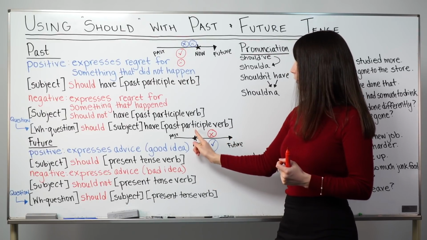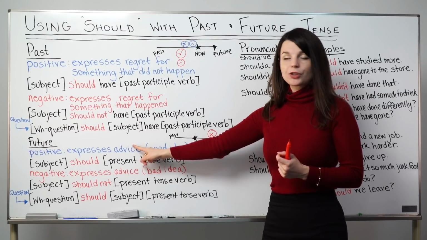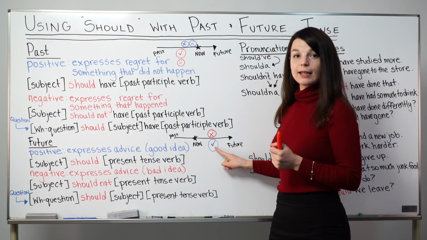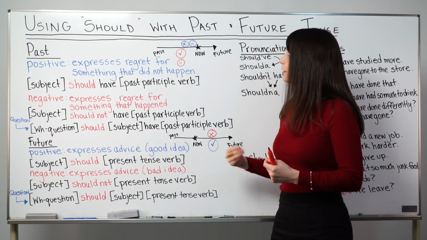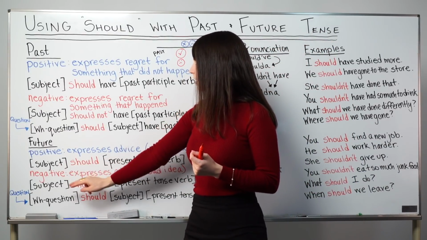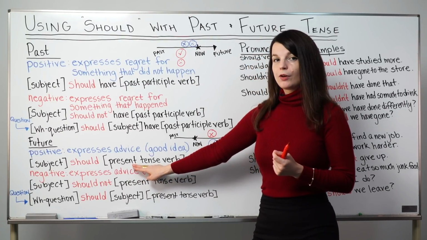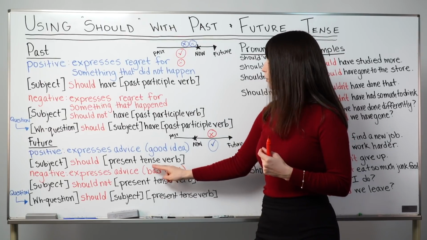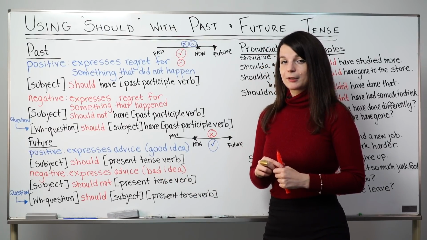So here is my conversation now. When we make a positive statement with should, we're talking about something the speaker thinks is a good idea in the future, an upcoming thing. So I've marked it with a check. To make a positive statement, a simple pattern is your subject plus should, and here the present tense form of your verb. So in past tense, we use this past participle form. Here we're using the present tense form of the verb, so no verb change is necessary here.